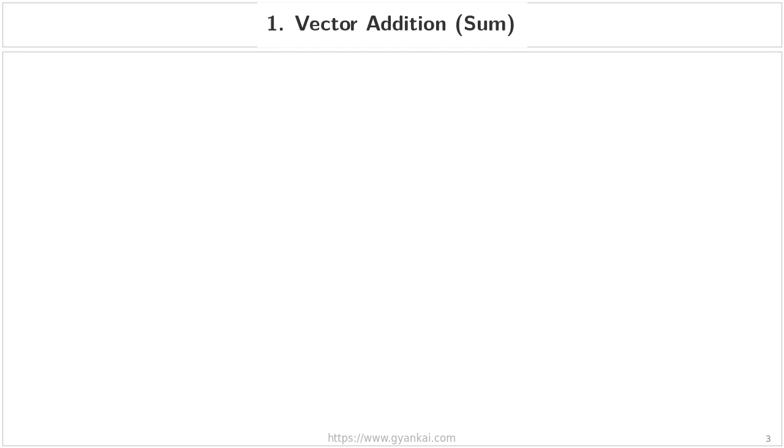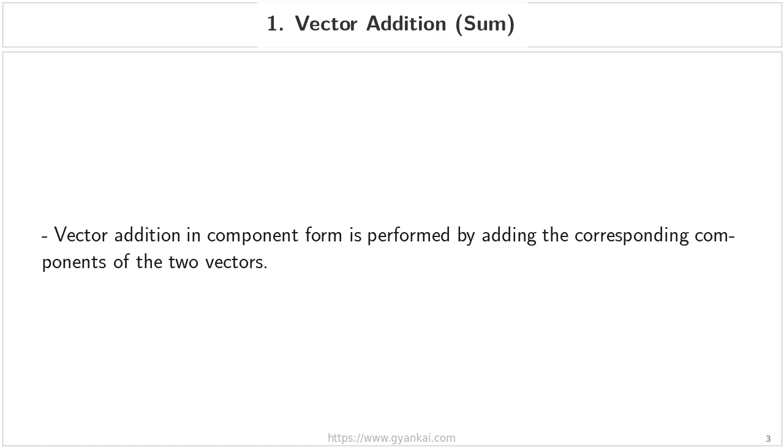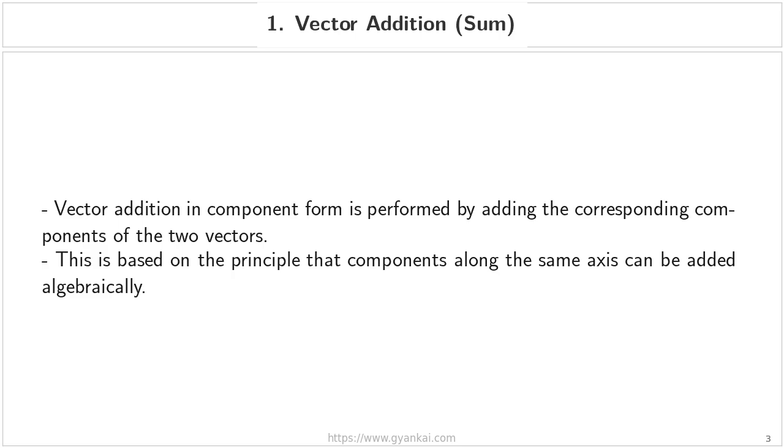Vector addition, sum. When we work in component form, vector addition is quite intuitive. You simply perform the addition by adding the corresponding components of the two vectors together. The reason this works is based on a fundamental principle. Components that lie along the same axis can be added algebraically. In other words, we only combine the i components with i components, j components with j components, and so on.